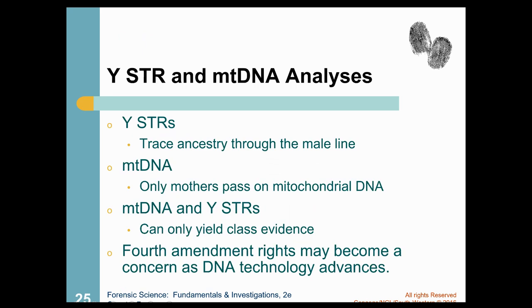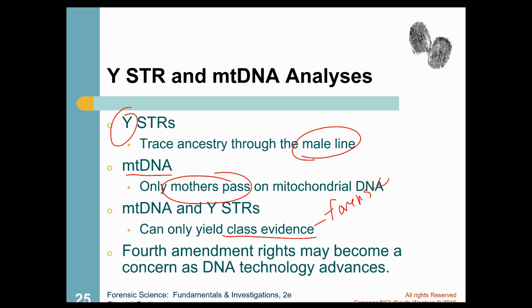We have YSTR and mtDNA analysis, which stands for mitochondrial DNA. So again, the Y chromosome is going to be inherited through the male line, because only genetic males have a Y chromosome to donate. Mitochondrial DNA is passed on only through the mother's line. So now these can only yield class evidence, not individual, because there's just too many possibilities. And with this kind of DNA, this is where we get into what's called forensic genealogy.